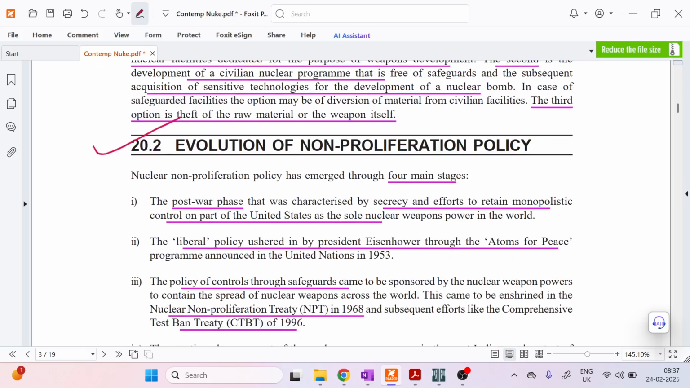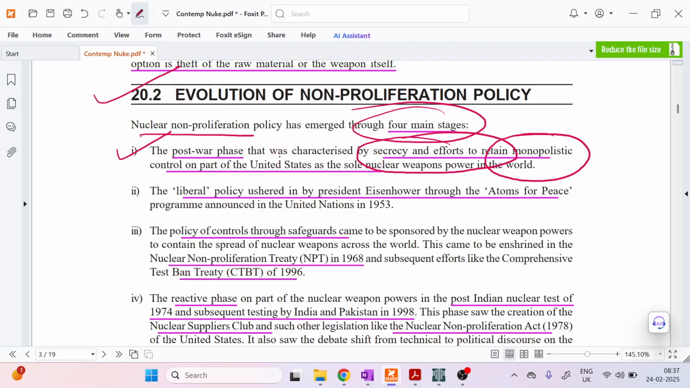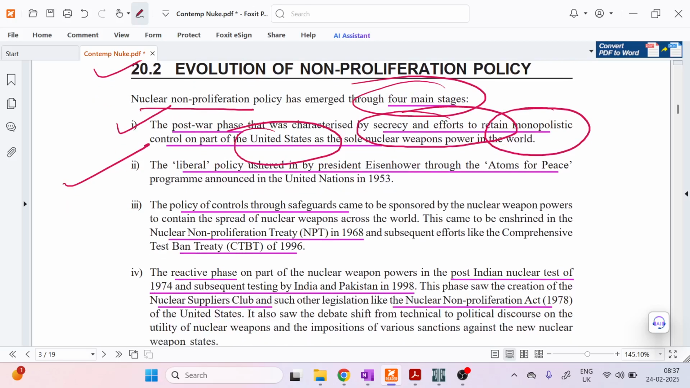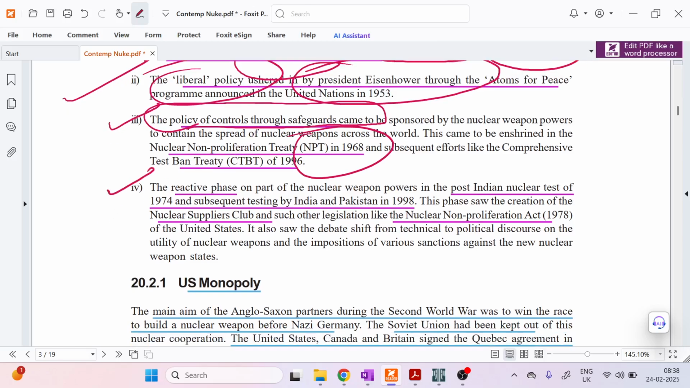Then let's have a look at the evolution of non-proliferation policy. Non-proliferation has emerged via four stages. First, the post-war phase, in which there was secrecy and a monopoly was maintained on the part of the United States. Then there was a liberal policy ushered in by President Eisenhower via the Atoms for Peace policy. Then the policy of controls through safeguards came via many treaties, such as the Partial Test Ban Treaty, Comprehensive Test Ban Treaty, and Nuclear Non-Proliferation Treaty, and finally the reactive phase that came after the Indian test of 1974.